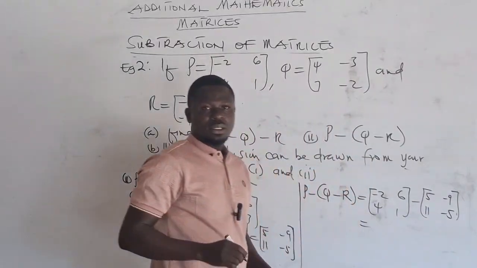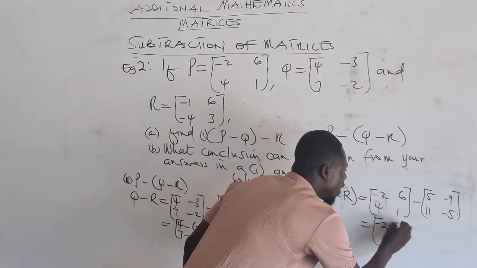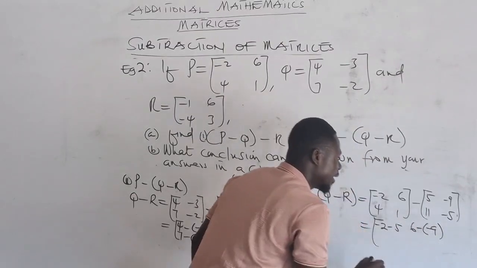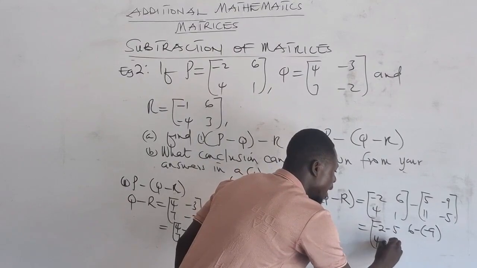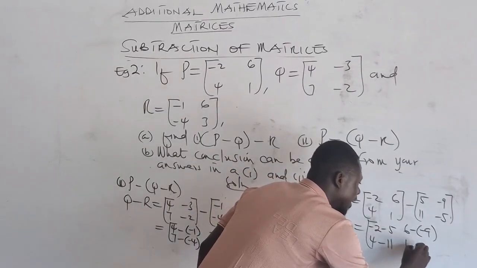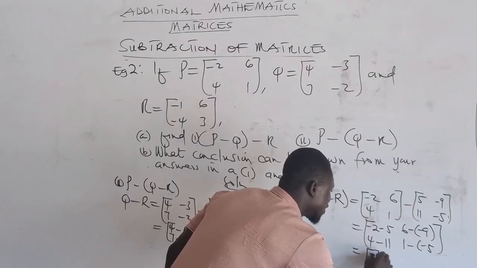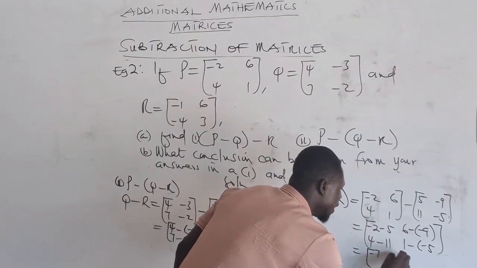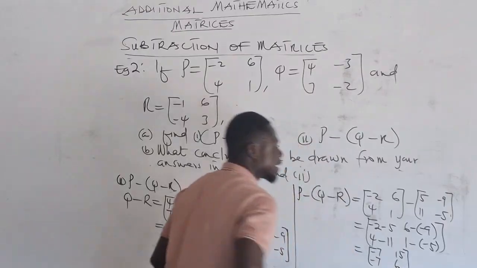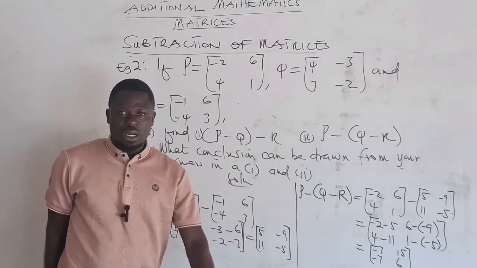So by subtraction, we're going to have negative 2 minus 5. We also have 6 minus negative 9. We have 4 minus 11. And finally, we have 1 minus negative 5. So the final answer will be negative 7, we have 15, negative 7, we have 6. So this is the answer for the whole expression here, what we have on the board.